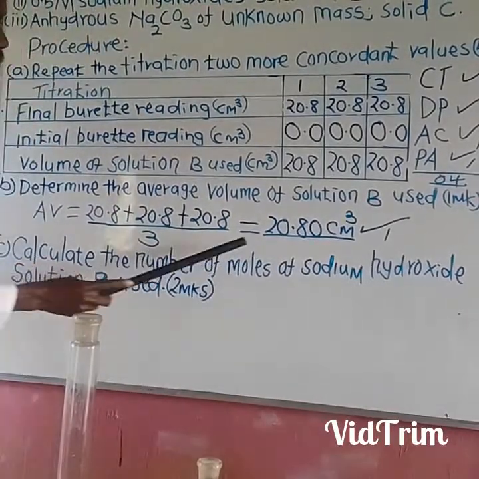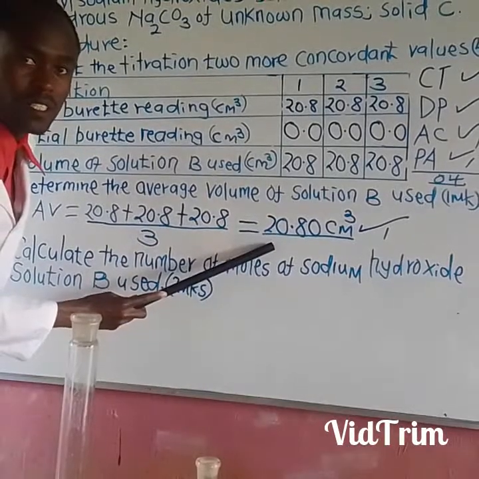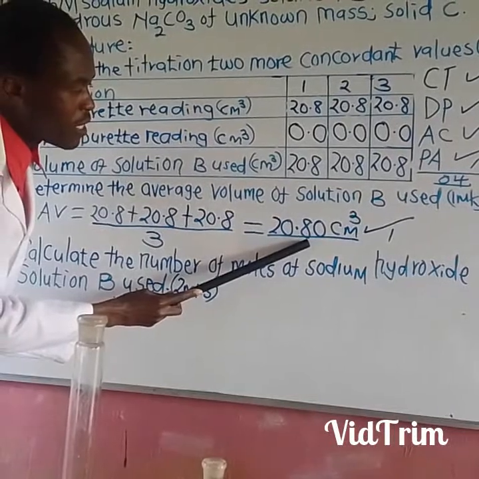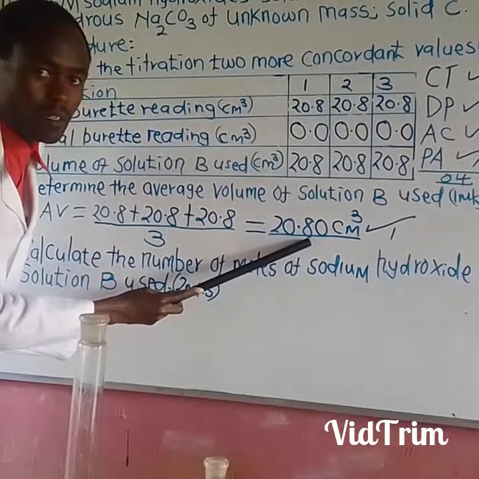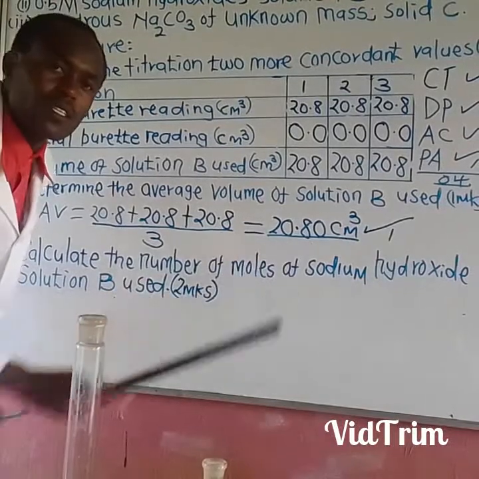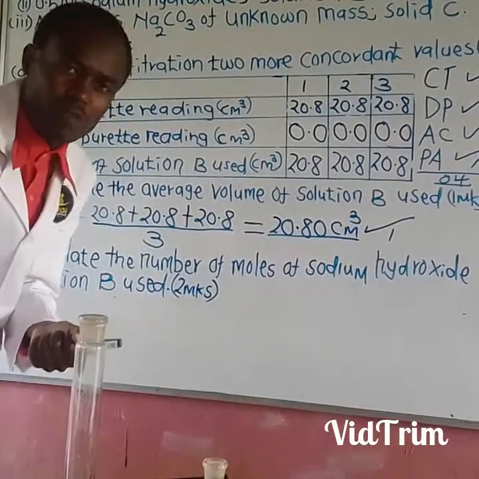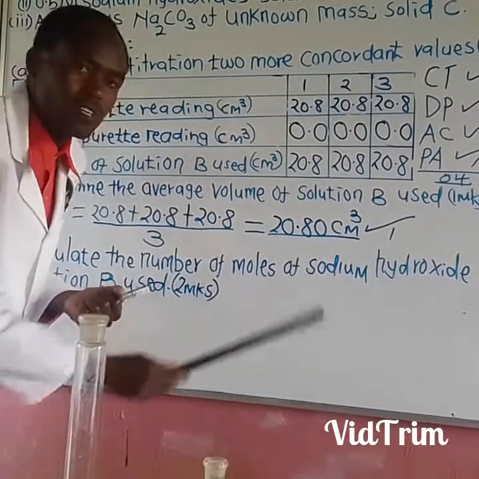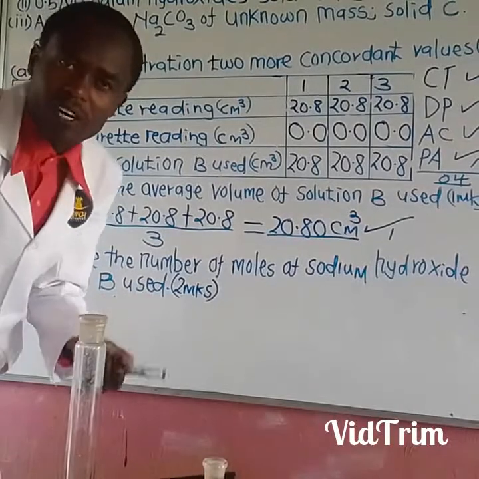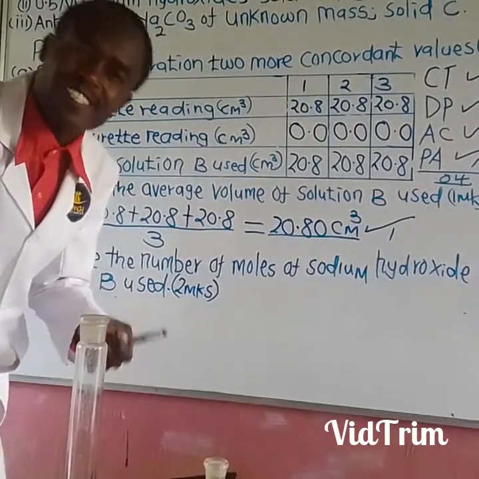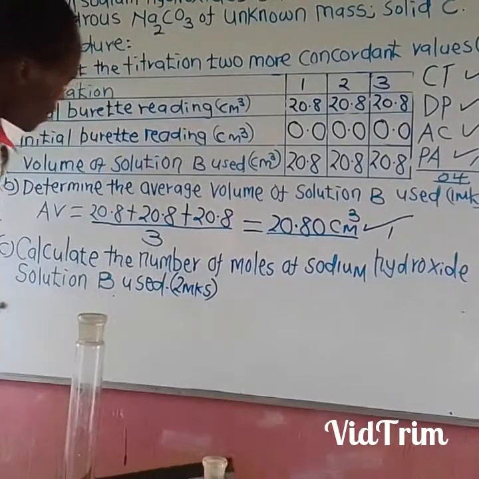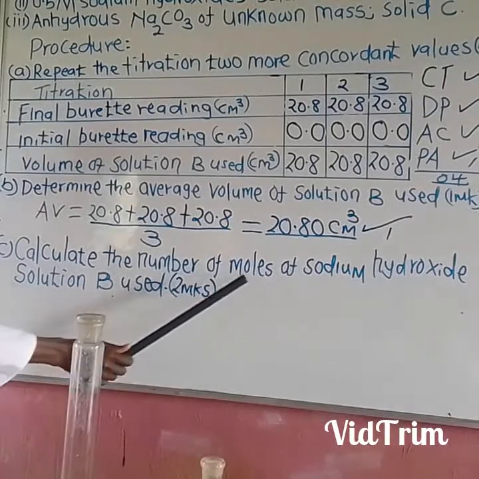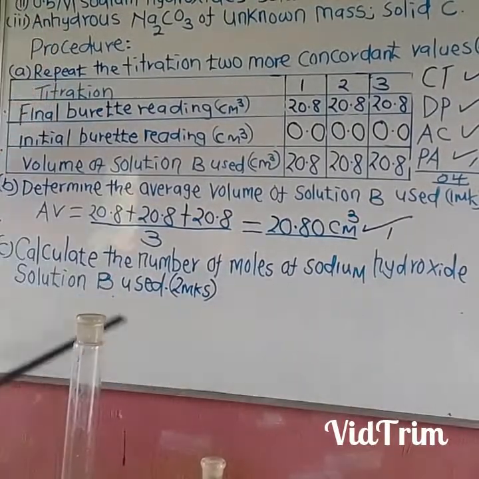When it comes to calculating the average volume, my student, it's advisable that you use 2 decimal places. For example, 20.80 centimeter cube. Because if you use 1 decimal place, it means you are sure of the accurate value. So if it is not an accurate value, it's advisable that you use 2 decimal places. Is it okay, my student? Thank you.